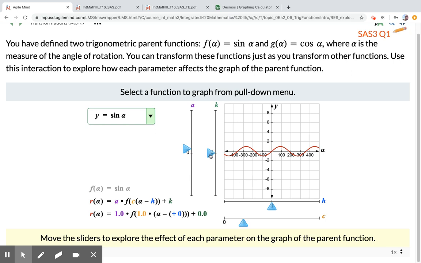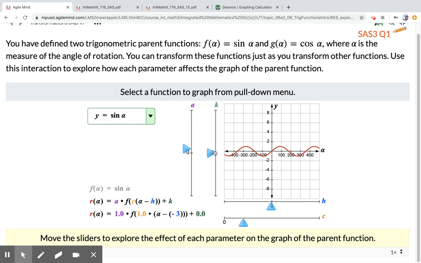Let's play with H and K. Again, you're familiar with these guys. You know that if I have alpha minus 40, it's going to shift 40 units to the right. If I have alpha plus 40, or we could say alpha minus a negative 40, then it's going to shift to the left. So this was not a surprise to you at all. I'm going to put that back at 0.